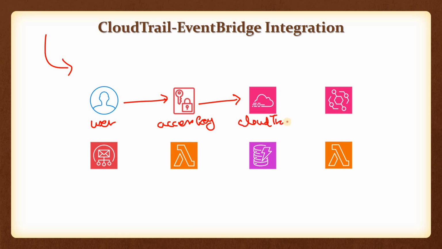And now from CloudTrail we can pass those events to EventBridge. And what we can do using that EventBridge, we can trigger a Lambda function.